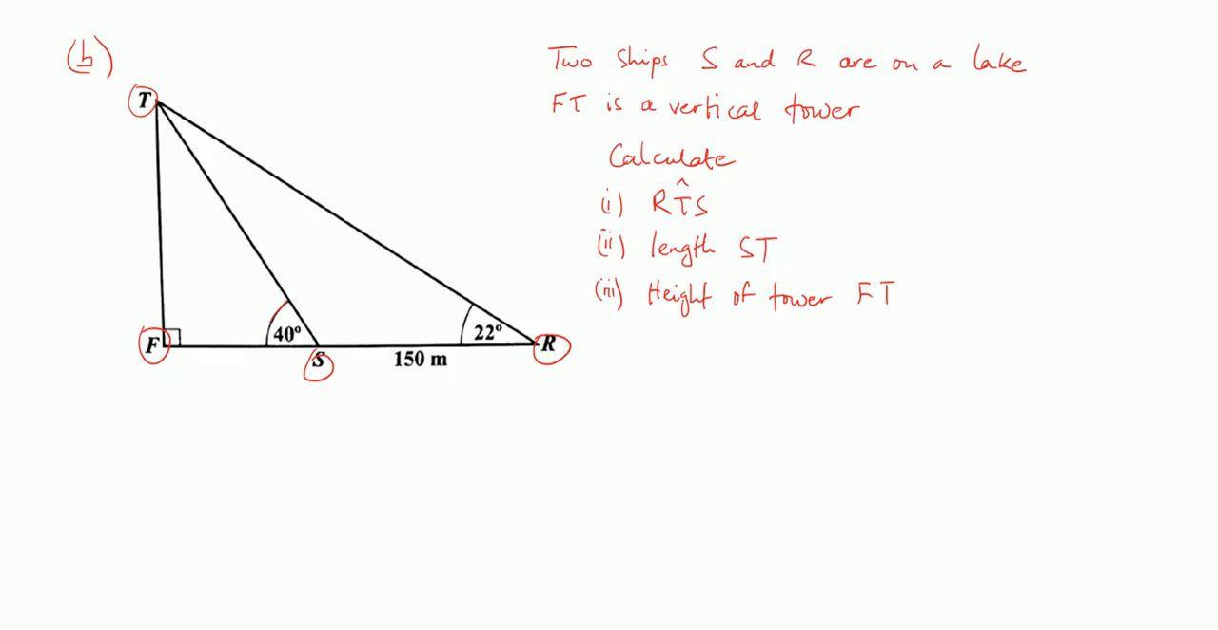So the first part, they want you to calculate the angle RTS. RTS, right? RTS is this angle here. Now, we know that if this angle is 40 degrees, we can calculate this angle here. Now, that angle is equal to 180 degrees minus 40 degrees. Alright, and that will give me 140 degrees. So this is 140.